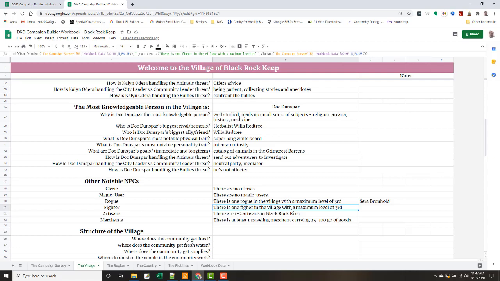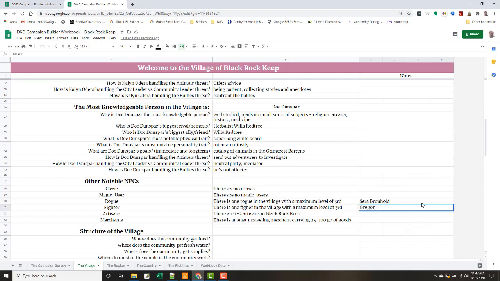Okay, and in terms of fighters, now this would not necessarily be the people of the keep. Obviously, Captain Liarian would be a fighter of a much higher level than a third level fighter. But this is within the village itself. There's at least one fighter with a maximum level of 3. And it's just going to be another villager to help round this out, and it is going to be Gregor Yunchild. Don't have to detail who this is, but it's just nice knowing that, hey, there's this fighter within the village.